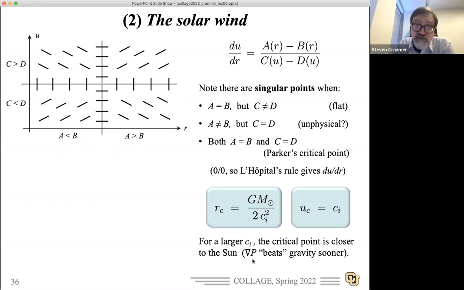And the physics of that means that the gas pressure gradient force beats gravity sooner, right? This critical radius is the place where the gas pressure gradient force balances gravity, and it wins above that and gravity wins below that. So if that's pushed closer to the sun, that means you have a stronger gas pressure force pushing things out, and you get that from a hotter corona.